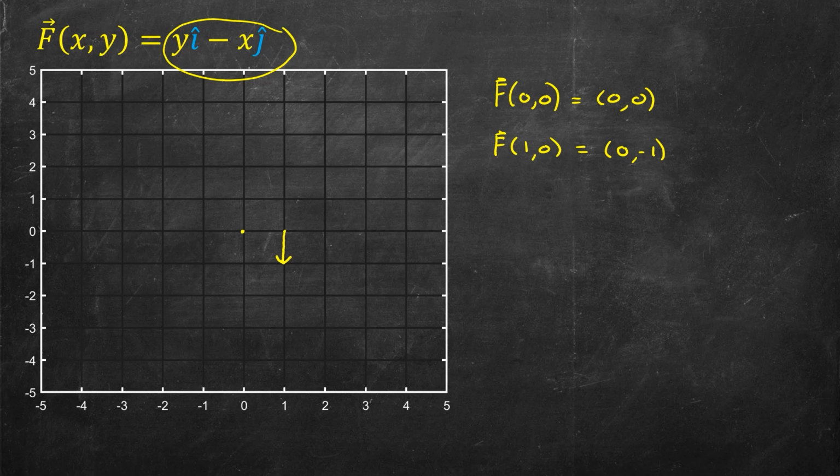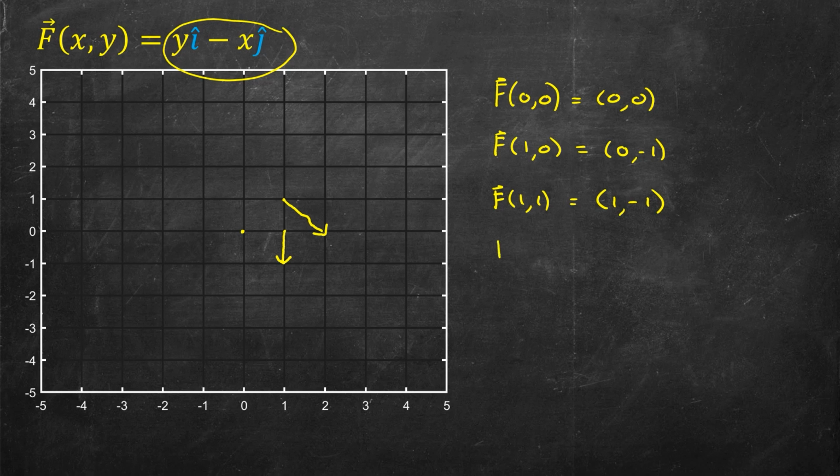We could keep on doing these. How about instead I figure out what happens now at 1, 1 instead. In which case, if I plug it into my formula, then I'm going to get 1 and minus 1. Well, how do I draw this? So for the f of 1, 1, I go up to the location of x, y equal to 1, 1. And then I draw a vector which is one to the right and one down, and it looks like this vector right there. And we could keep doing this as much as we wanted.